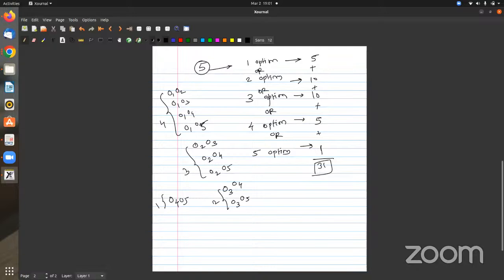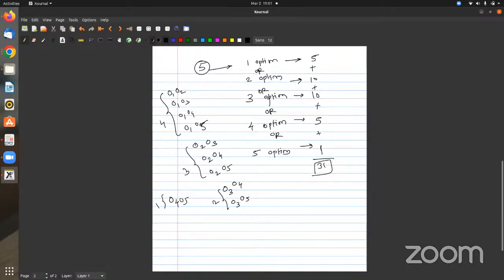Either you can select option 1, or option 2, or option 3, or option 4, or option 5. So either you can select the first option, or the second, or the third, or the fourth, or the fifth. How many are there? Five ways.